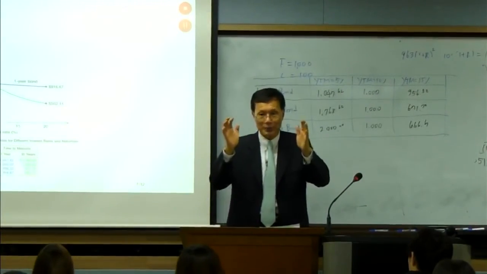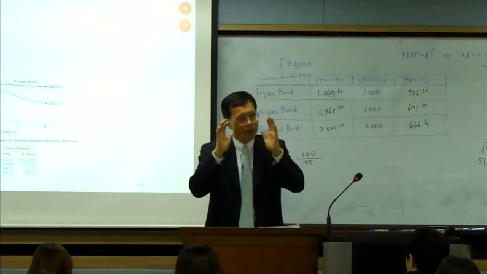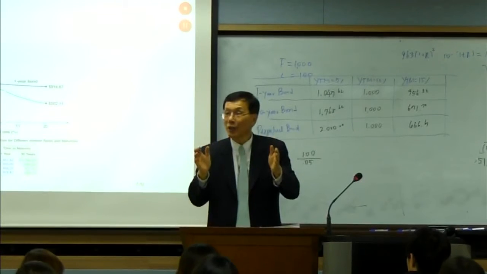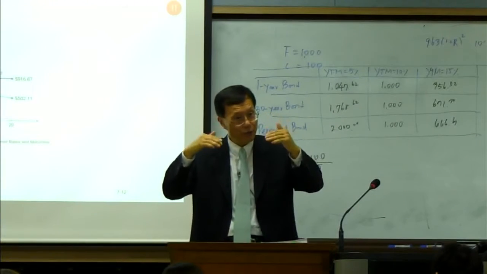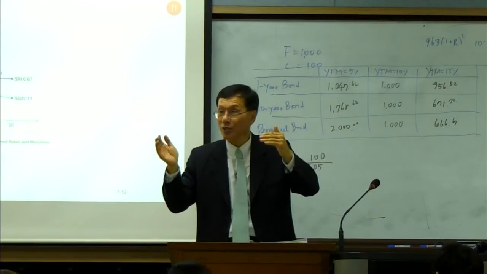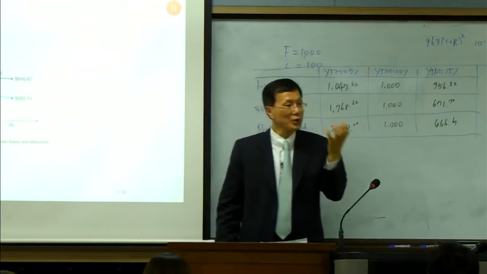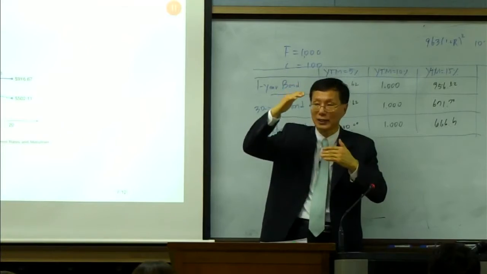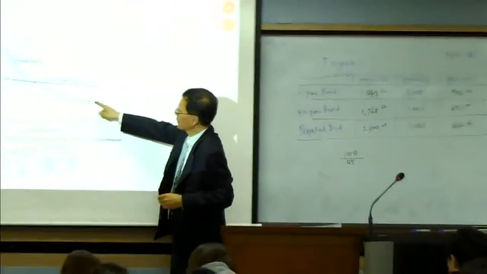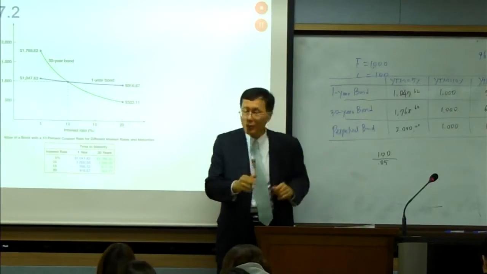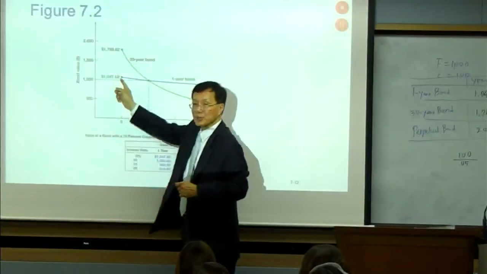This is very important. The longer the maturity, the larger the volatility of price because of the change in interest rate. If interest rate changes, longer-term bonds will have greater volatility, relatively, than short-term bonds.